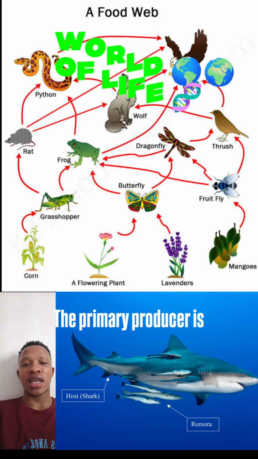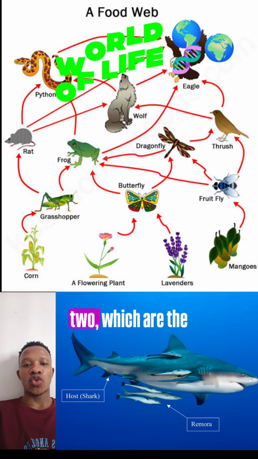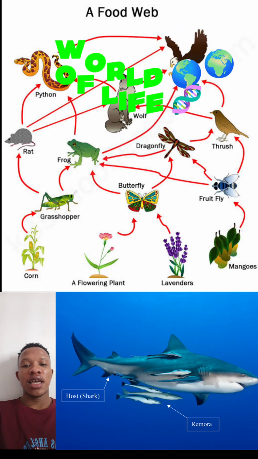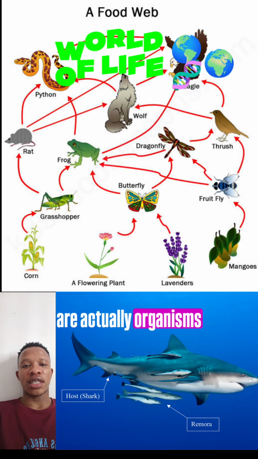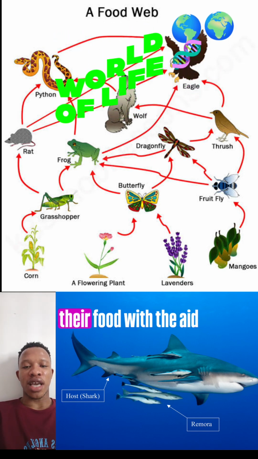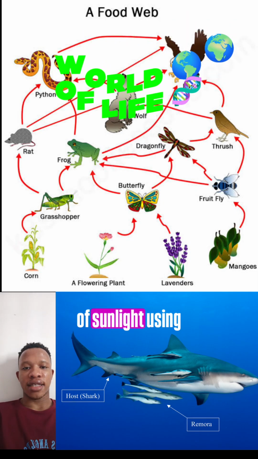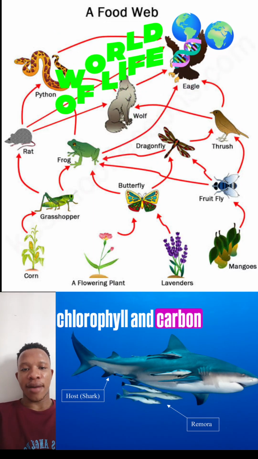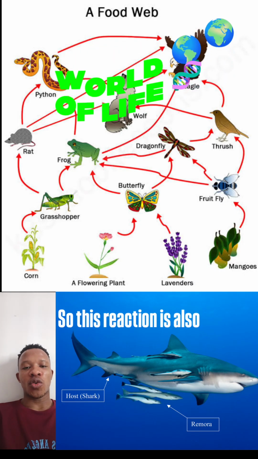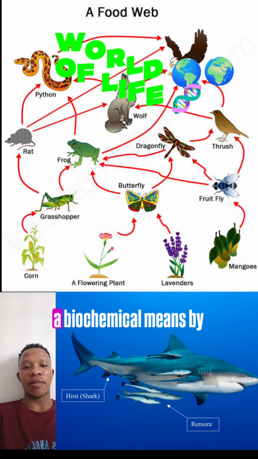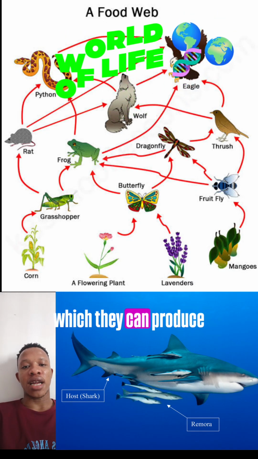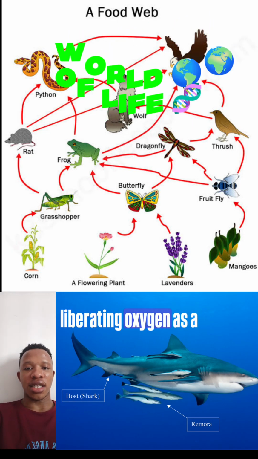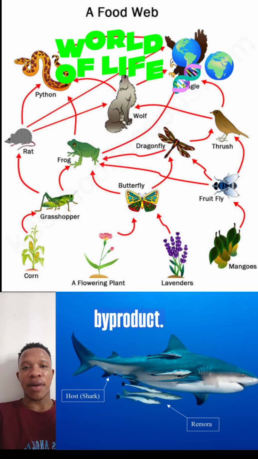The primary producer is divided into two, which are the photosynthetic and the chemosynthetic. Now, the photosynthetic are organisms that produce their food with the aid of sunlight, okay, using chlorophyll and carbon dioxide. This reaction is a biochemical means by which they can produce their food, thereby liberating oxygen as a byproduct.